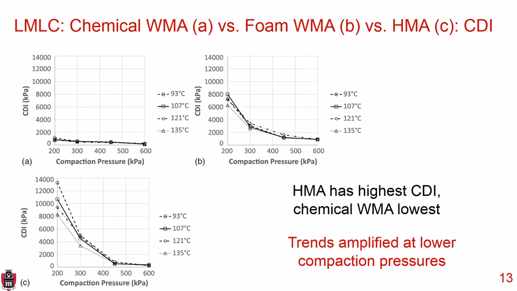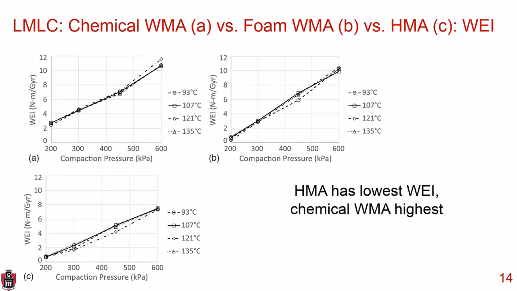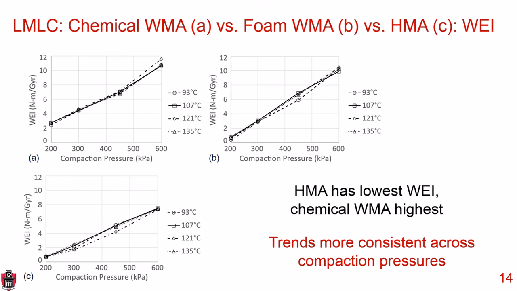Now this is with CDI. And if we look at WEI, again, hot mix asphalt has the lowest WEI, and then the chemical has the highest. So this is a flip from the CDI, which is good. That's what we were expecting, the trends. Again, we saw that ranking between hot mix, foam, and chemical, and we saw these similar trends between the three. So depending on the chemical compaction pressures and the different types of mixtures, these trends are all relatively the same.